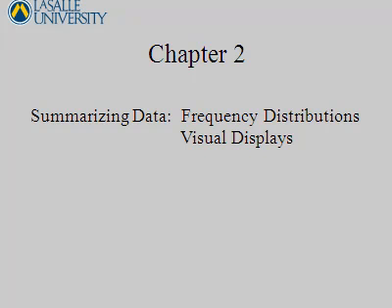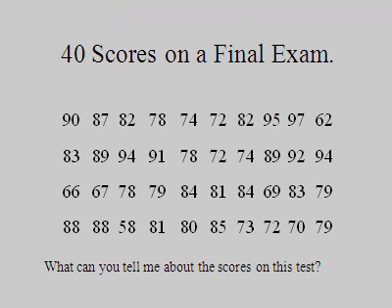All right, Chapter 2 is our first chapter where we talk about summarizing data. We're going to learn two simple techniques, one called a frequency distribution, and we'll also learn how to make some visual displays. Now to start off with, I'd like to give you this data set. These are 40 scores on a statistics final exam.